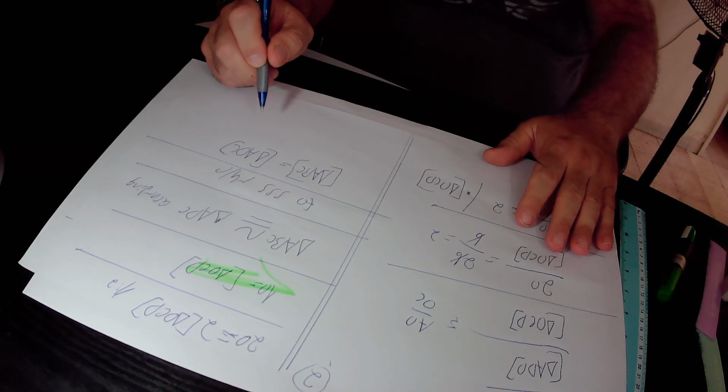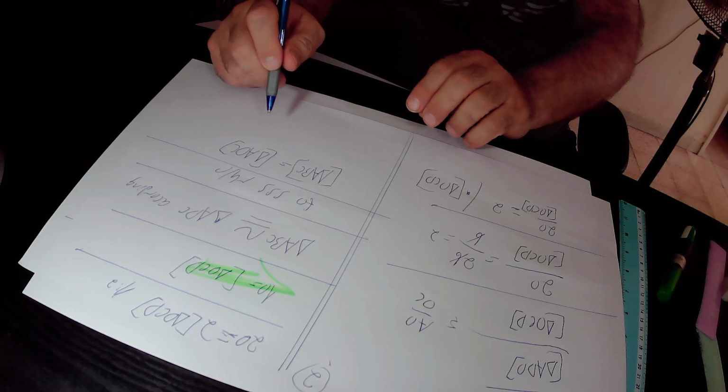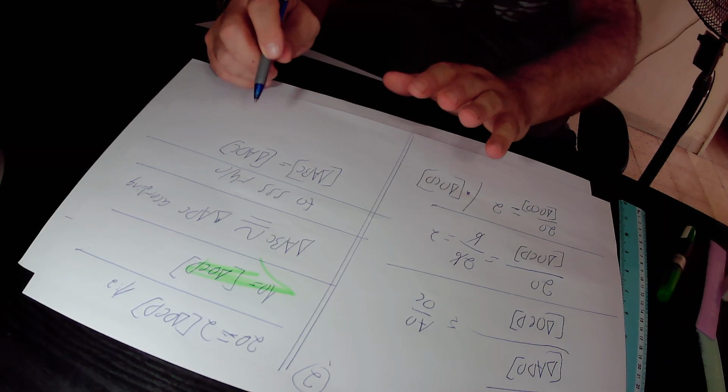But again, whenever you have two triangles that can go into each other, they must also have the same areas.